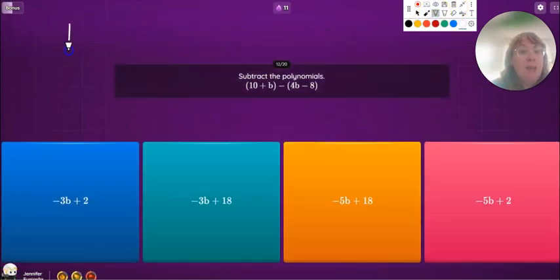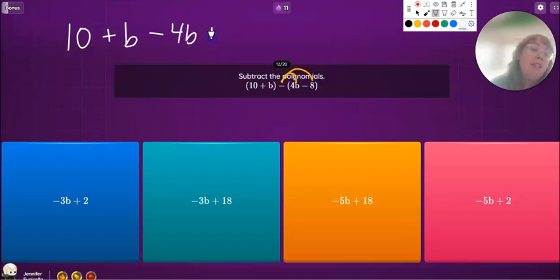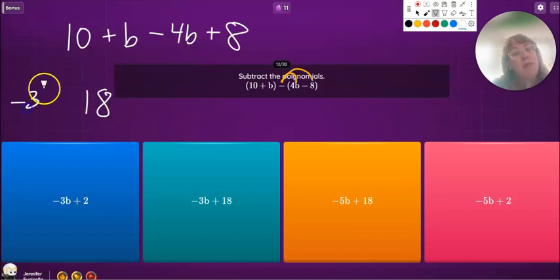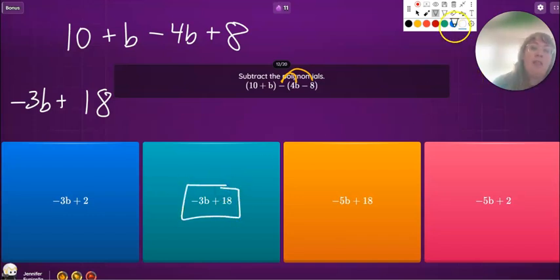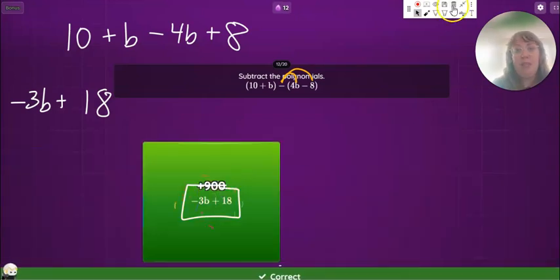To subtract the polynomials here, we're going to write the first parenthesis as is. And then we want to distribute that subtraction sign. So we get a -4b minus 4b minus a -8 becomes plus 8. So we have 10 plus 8 gets us 18. And then b minus 4b is a -3b. So in standard form, we have -3b plus 18. Brilliant.